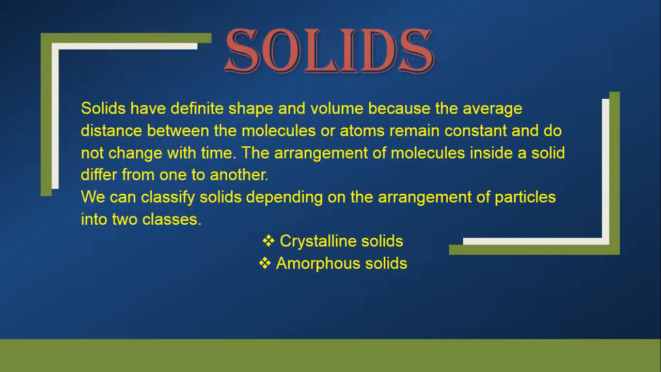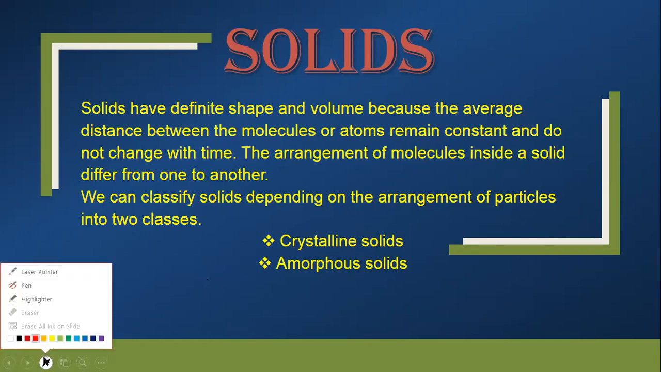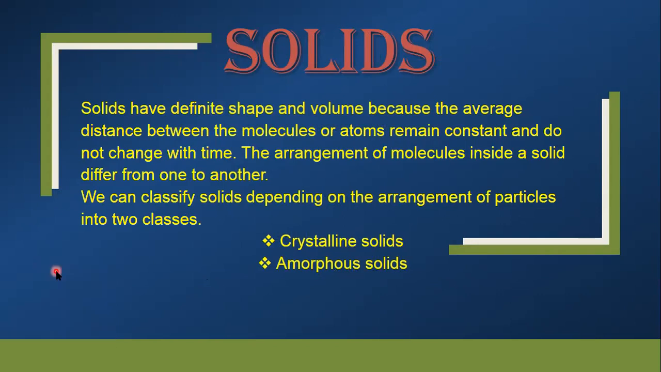First of all, what are solids? Solids, as you people know, have definite shape and volume because the average distance between the molecules or atoms remains constant and does not change with time. Arrangement of molecules inside a solid differs from one another. That is, one type of solid has some specific arrangement of molecules as compared to another solid. On the basis of arrangement of particles, we classify solids into two categories: crystalline solids and amorphous solids.